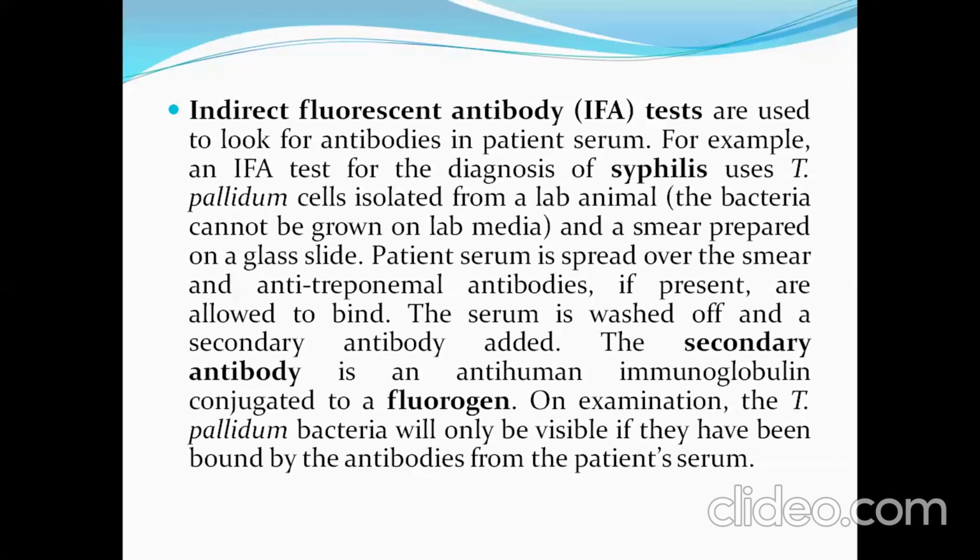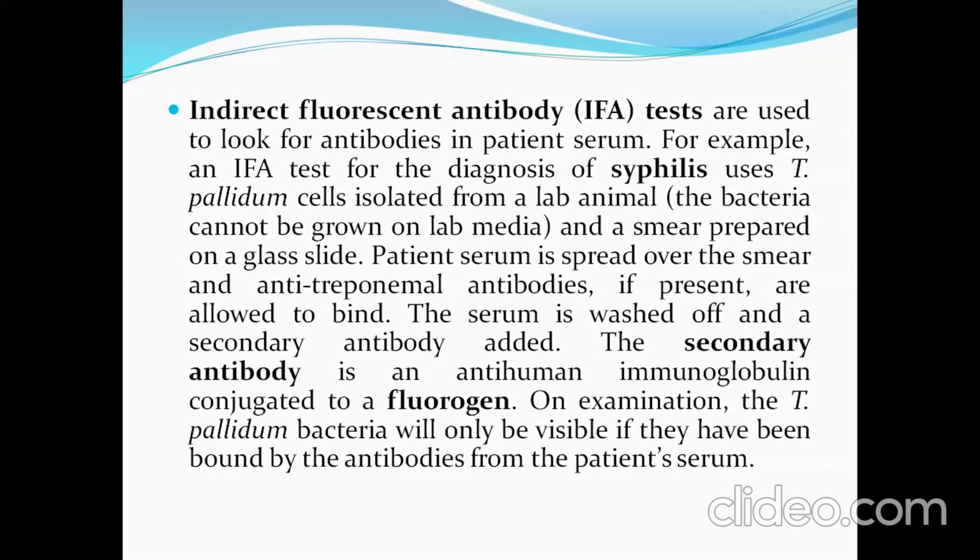Okay, the serum is washed off. So after binding, after allowing some time, the serum is washed off and a secondary antibody is added. The secondary antibody is an anti-human immunoglobulin conjugated to a fluorogen. On examination, the Treponema pallidum bacteria will only be visible if they have been bound by the antibodies from the patient serum. Okay, so this is the indirect method.